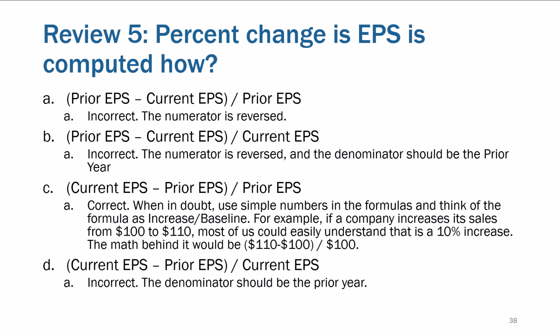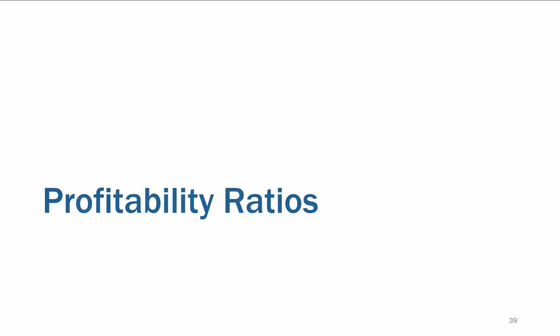When in doubt, use some baseline numbers. So if a company increases sales from $100 to $110, most of us would say there's a $10 increase on a $100 baseline. That's a 10% increase in sales. So I always just say make sure to test it with that approach. So current minus prior, take that result, all divided by prior earnings per share. All right, let's go into another set of ratios.